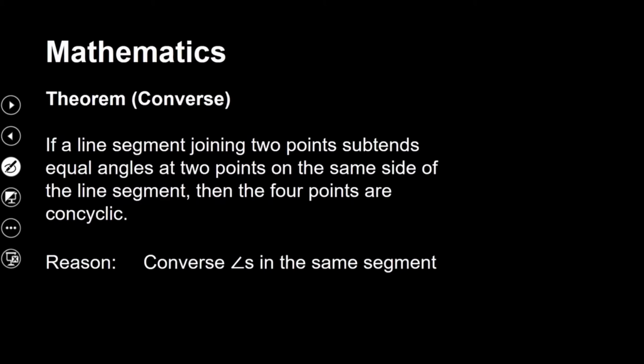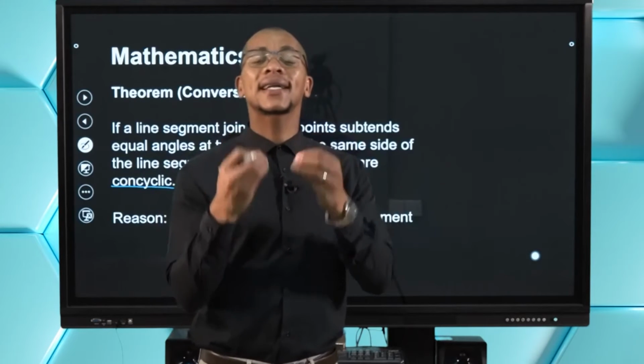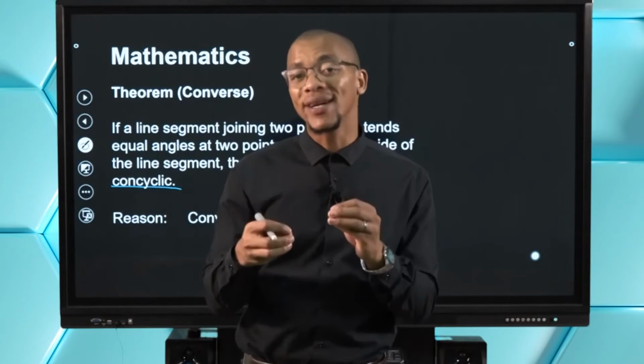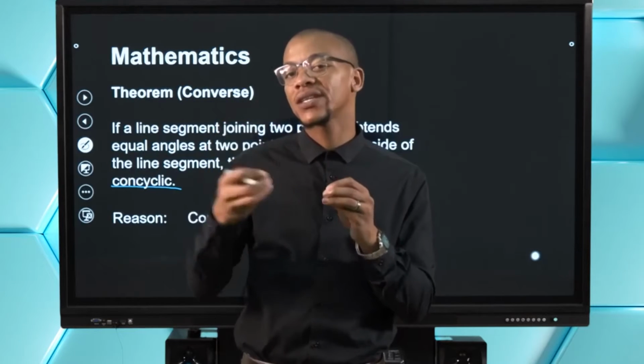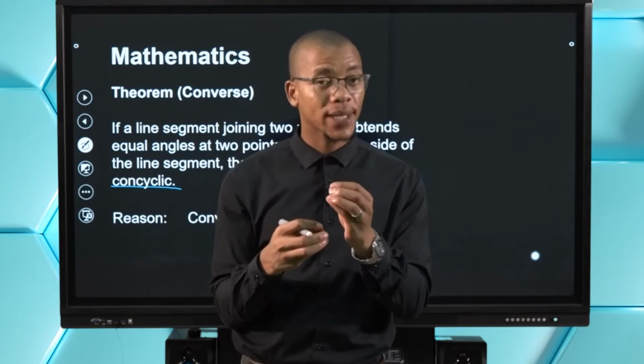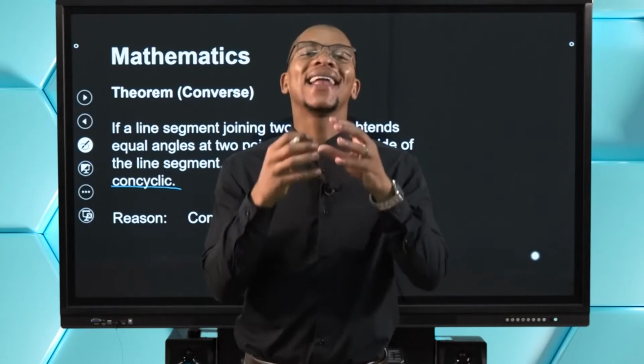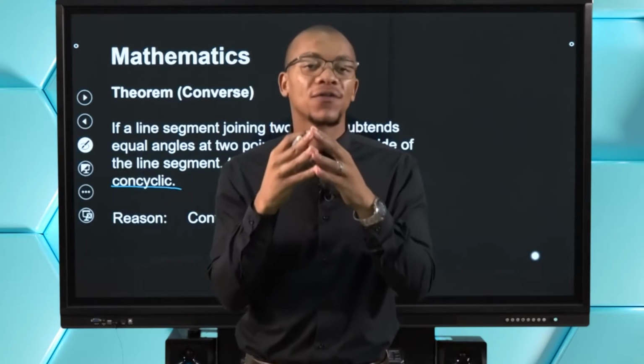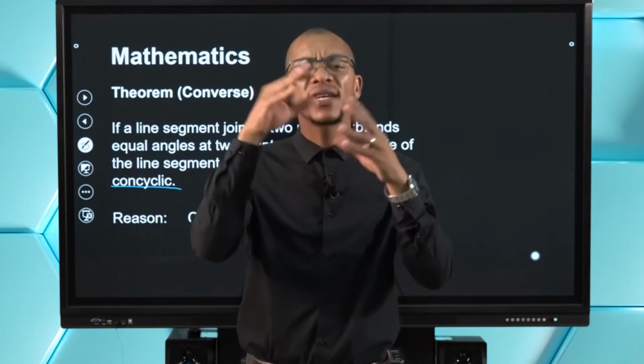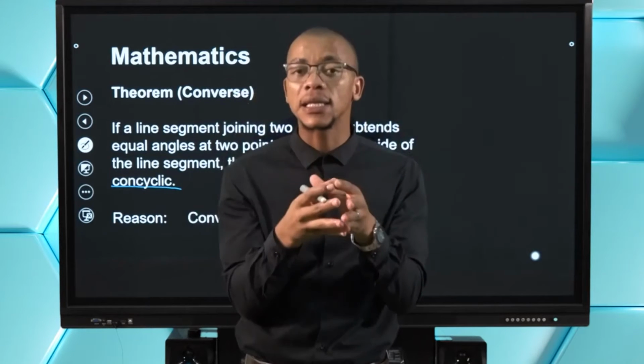Now, if a line segment joining 2 points subtends equal angles at 2 points on the same side of that segment, then the 4 points are concyclic. Now I want us to talk about this concept of concyclic, guys. Concyclic would mean all 4 points lie on the circumference of the circle. I will repeat that. Concyclic means all 4 points lie on the circumference of that particular circle, right? That's what it means to have concyclic points.